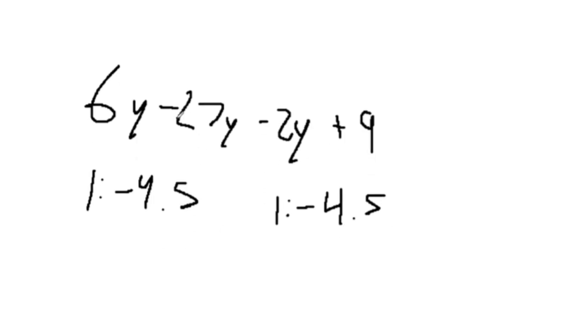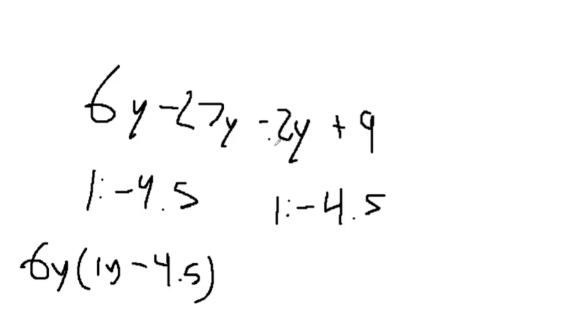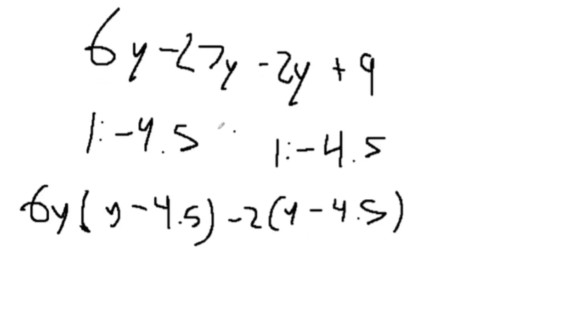So now we can take a 6y out of here. So 6y, 1y minus 4.5. And what can we take out here? We can take out a negative 2. So minus 2, y minus 4.5. And 1y is the same thing as y, so we can get rid of that. And now let's simplify this. So we know that y minus 4.5 is here, and on the outside we have 6y minus 2.